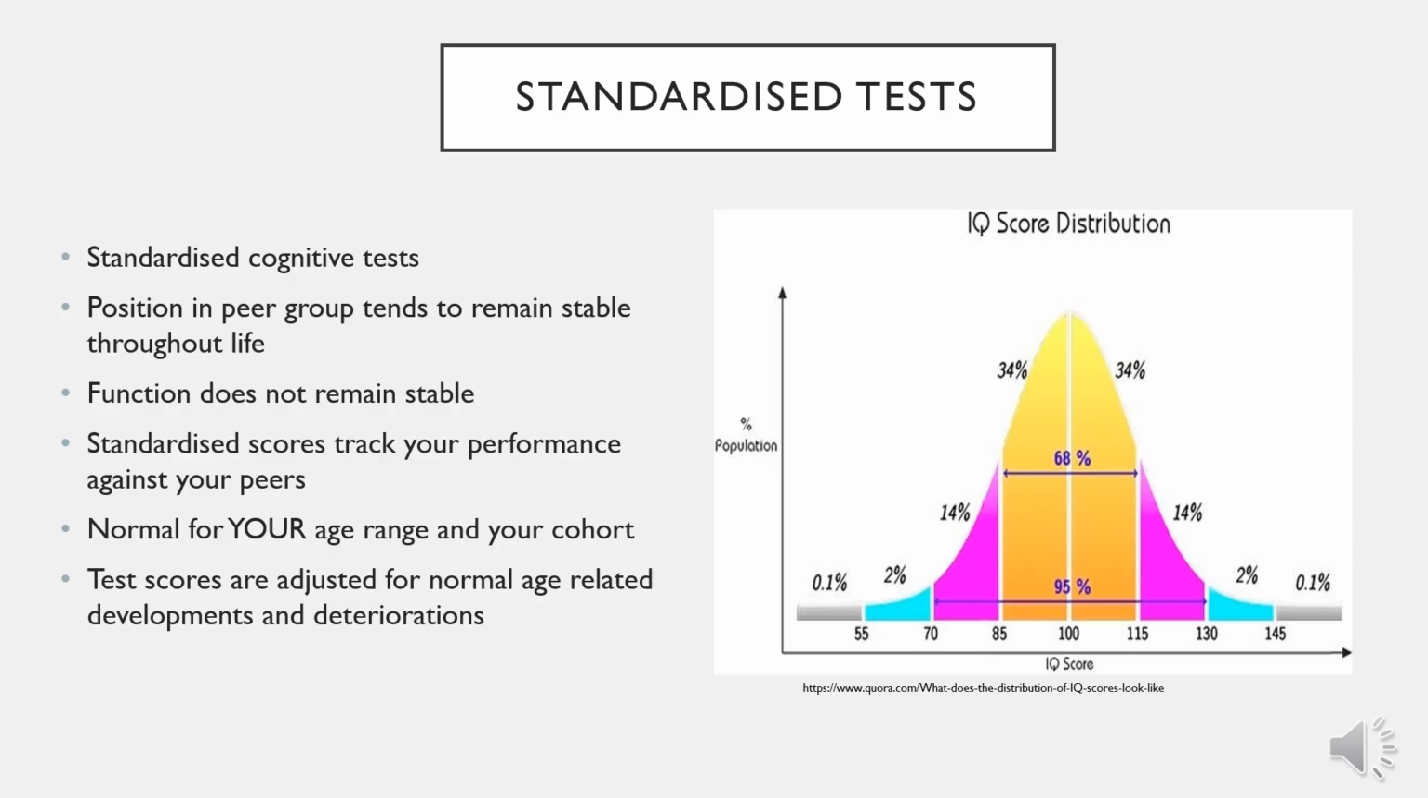So whilst function doesn't remain stable, the position in relation to people who are your age and in your cohort remains the same throughout life, because you all change together. So a standardized test takes this into account and doesn't give an absolute score of how well you're doing on a task, but gives you a score comparing how well you're doing to how well other people your age and in your cohort are doing on the same task. And that doesn't change throughout life.